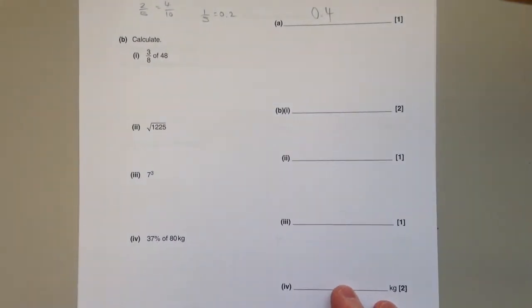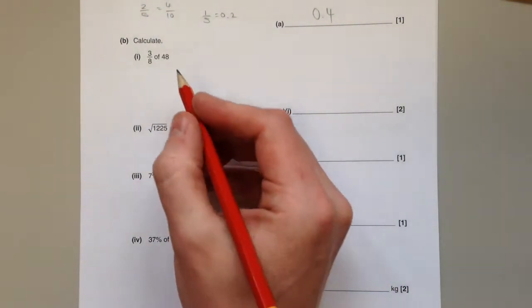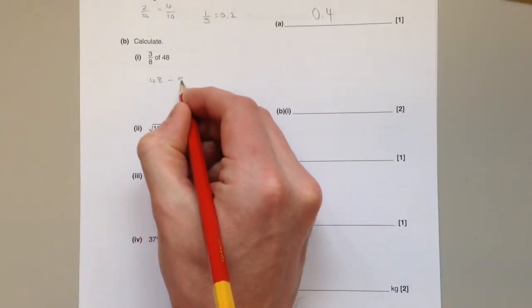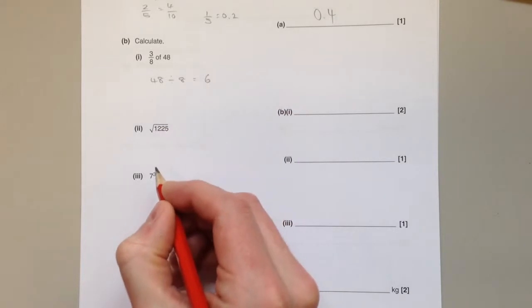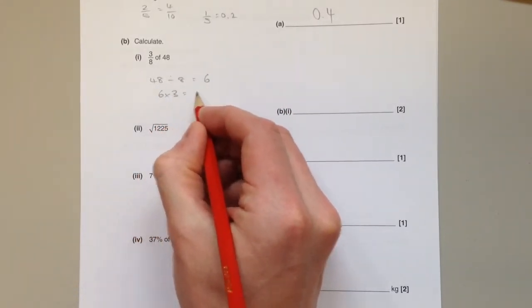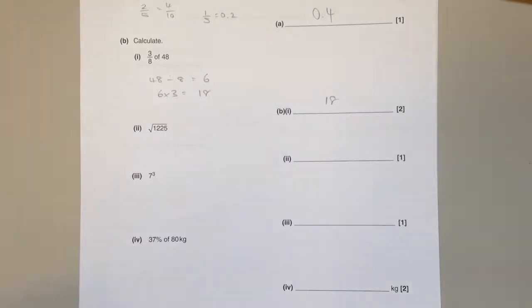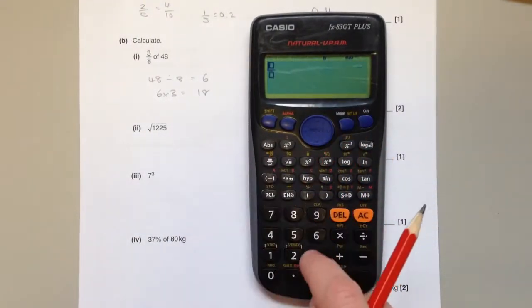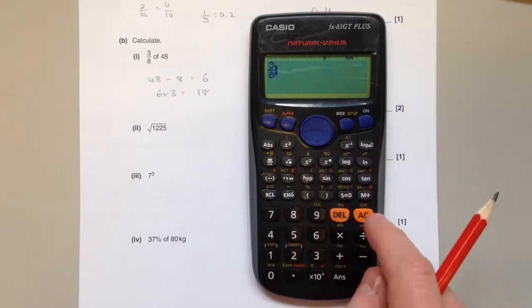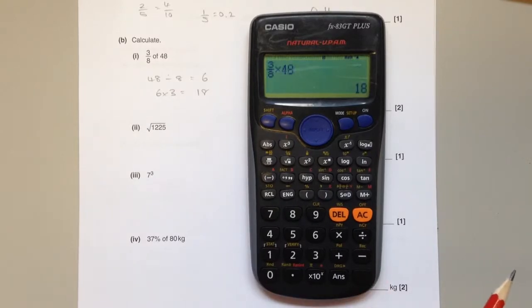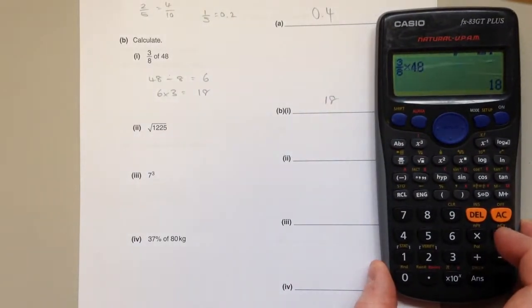Part B, again, we've got a few different ways we could do it. The non-calculator method would be 48 divided by 8, which would tell you what 1/8 of 48 is. If we want 3/8, we need 3 lots of 6, which would be 18. But again, we could do that all on our calculator in one step. 3/8 of 48 is found by multiplying the fraction by the whole number, which is the same answer.